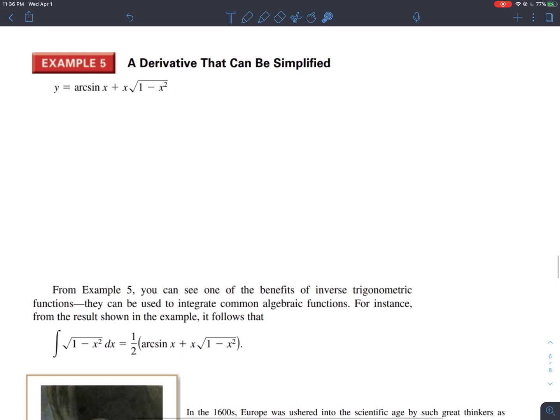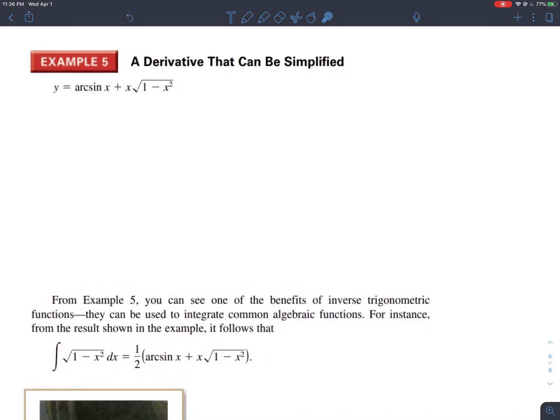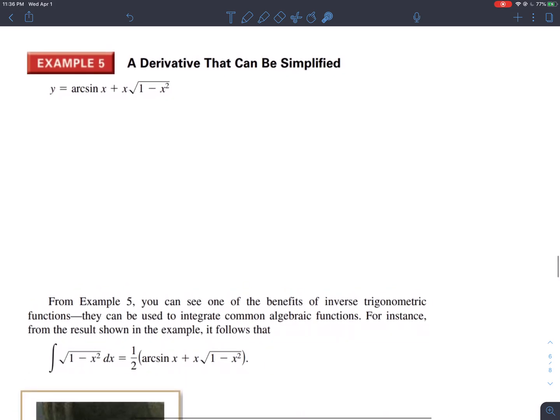All right. A derivative that can be simplified. And this one's pretty nifty in the way this one works out here. So let's roll right in. We are asked to take the derivative. Well, it doesn't really say, but the directions here indicate that we should take a derivative.